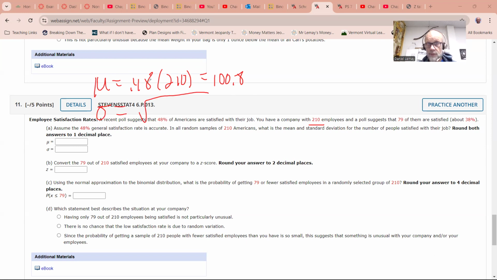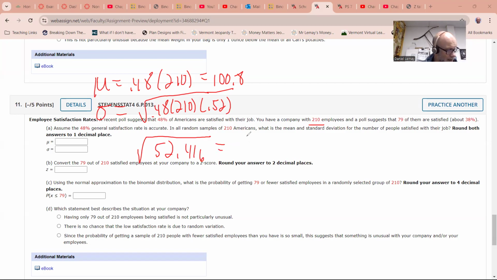And then to get the standard deviation for this distribution, we're going to do the square root of 0.48 times 210, which you already know is 100.8. And then we're going to multiply that by 0.52, because that's what 1 minus 0.48 is. And then we have to remember to take the square root of that. In case you're wanting to write everything down and you're a little lost, when I multiplied those three numbers underneath, I came up with 52.416. And then I took the square root of it and I got about 7 point, how many decimal places do they want? One decimal place. So I got 7.2.